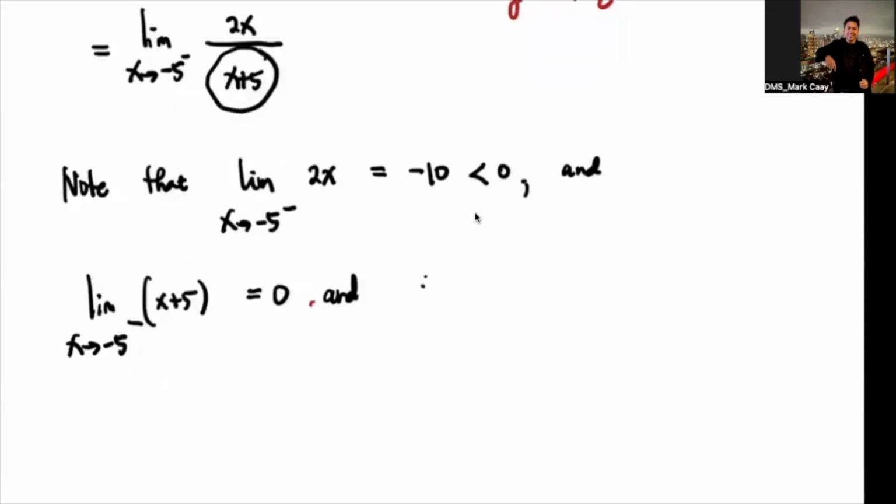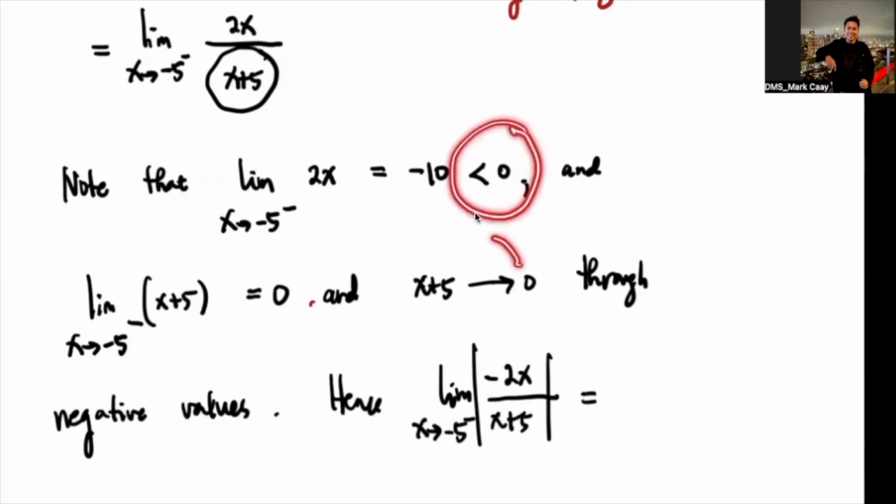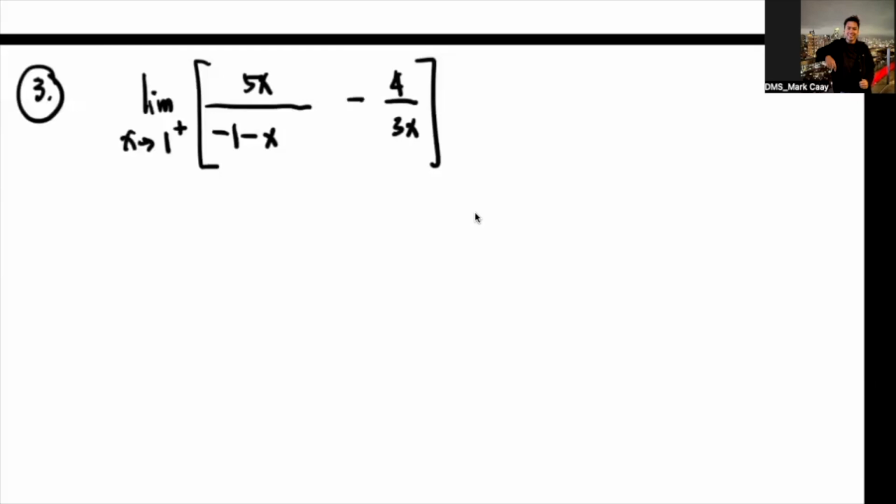So therefore, x plus 5 approaches 0 through the negative values. So what is our conclusion? Hence, the limit of 2x as x approaches negative 5 negative. So x plus 5 is negative, because this one is through negative values. So the answer here is positive. That's it.